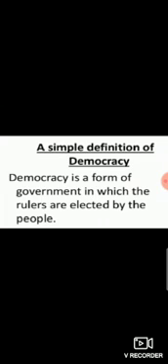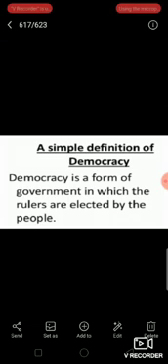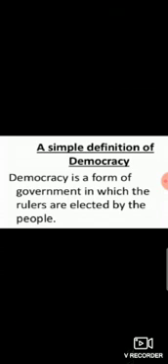Now, students, a simple definition of democracy. We will start with a simple definition. Democracy is a form of government in which the rulers are elected by the people. This definition allows us to separate democracy from forms of government that are clearly not democratic. This simple definition is not adequate. It reminds us that democracy is people's rule.